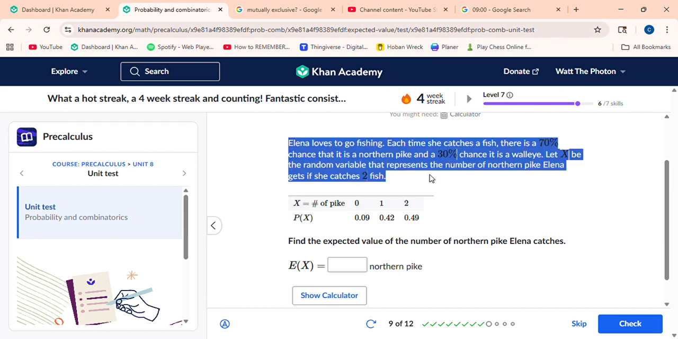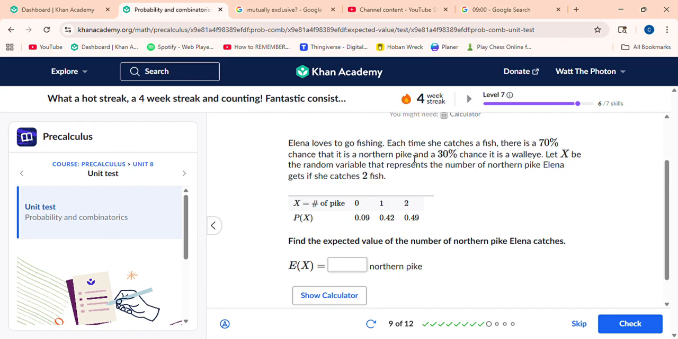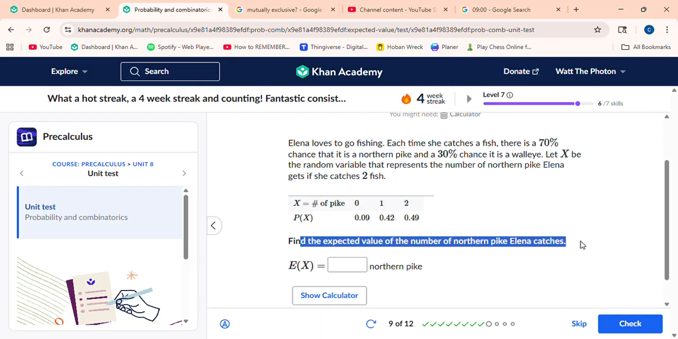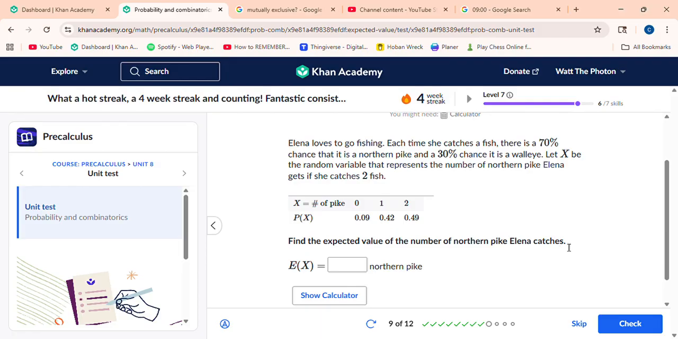Elaine loves to go fishing. Each time she catches a fish, there's a 70% chance that it's a northern pike and a 30% chance that it's a walleye. Let X be the random variable for the number of northern pike Elaine gets if she catches 2 fish. Find the expected value of the number of northern pike Elaine catches.